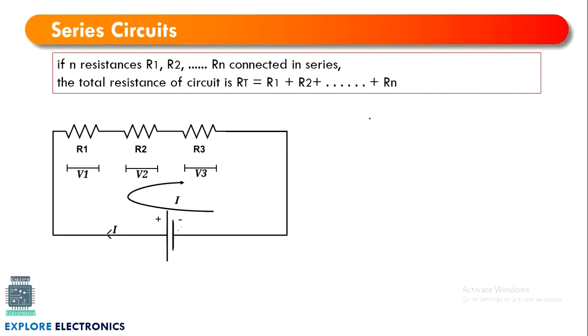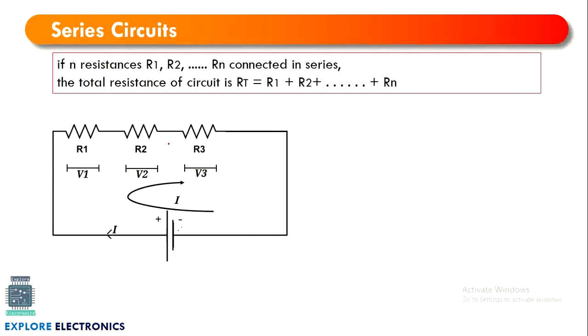What is a series circuit? Series circuit is a circuit where the elements are connected in series. You can see in this diagram, R1, R2, R3 are the resistors. They are connected in series. One after the other, if we are connecting, we say it is a series circuit.